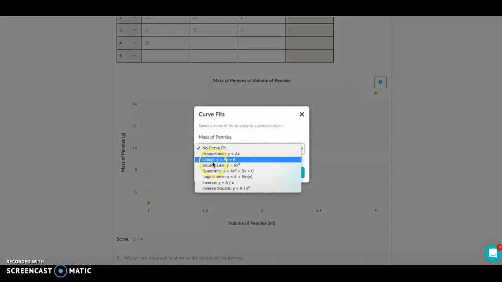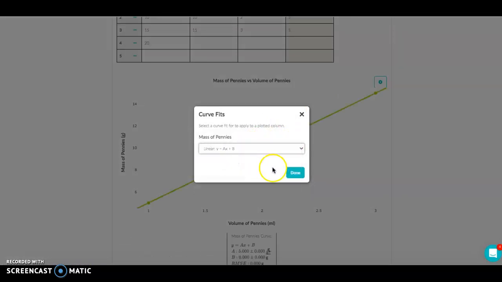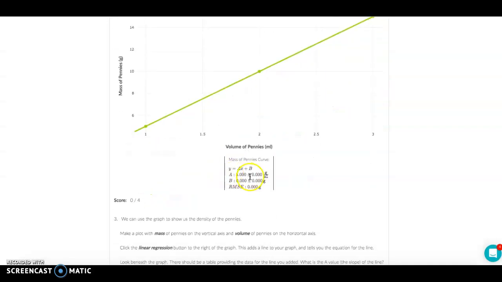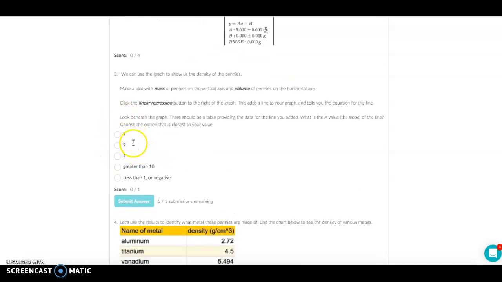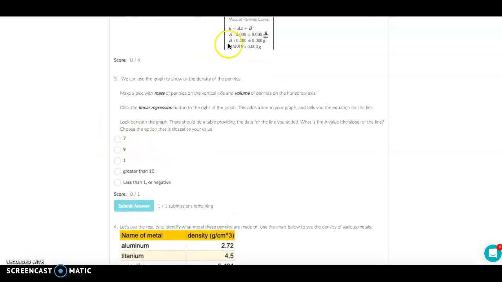So find the linear option, y equals ax plus b. This is just like y equals mx plus b. When we click done, we get a slope and a y-intercept. There's a few more questions here. Okay, figure out what your slope value is. That would be a, this number here. So not 5. But your data should be closer to either 7, 9, 1, greater than 10, or less than 1, or negative. Okay, check the one that fits your data the best.